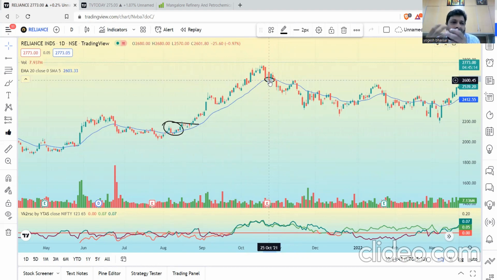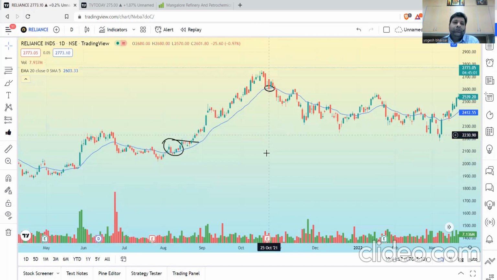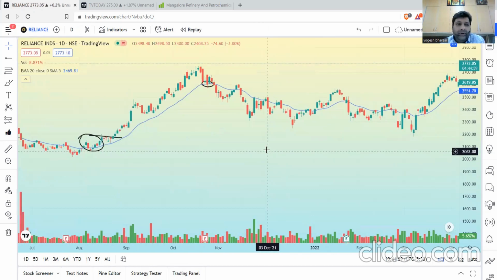So the faster you want to trade, the smaller the time frame of your EMA. The slower and longer term you want to trade, the higher the EMA number. So it all depends upon what kind of an investor you are.